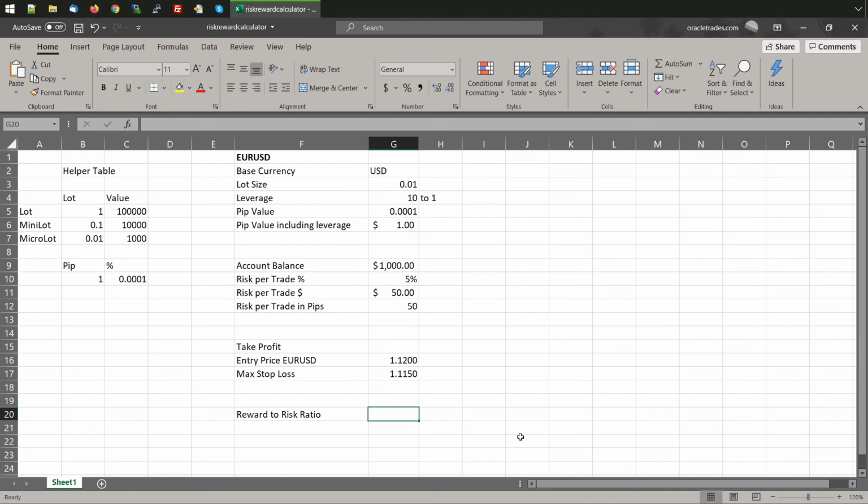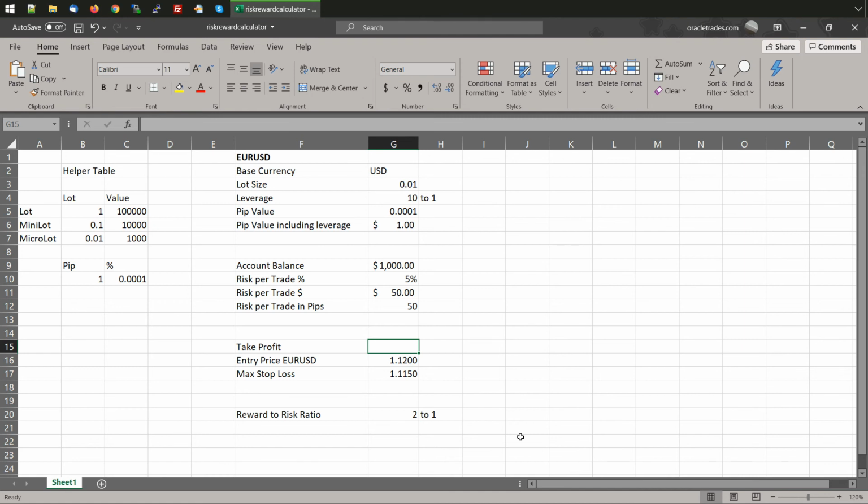But usually that isn't enough, because especially when you're not as experienced, or you may have bad days on occasion, you will not win 50% of the time. So it's good to have a reward to risk ratio which is actually higher than 1. Let's just say 2-to-1, okay? So that means if I'm willing to risk 50 pips, I need to take twice that amount, or 100 pips, to take profit.